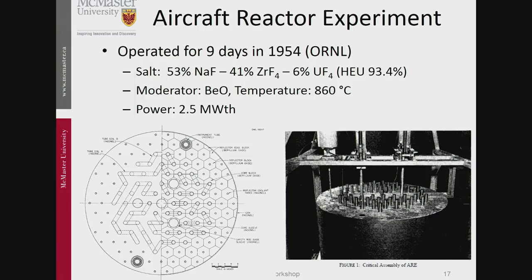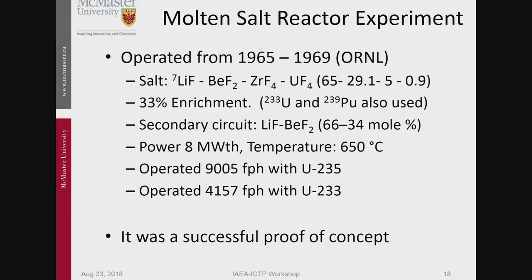So this is what the core looked like. Actually, you see a nice diagram here and a photograph. So the liquid fuel channels are here, and these are the beryllium oxide reflector blocks. And it operated very well. The second thing after that came the real molten salt reactor experiment, which operated much longer, from 1965 to 1969, and it had this salt.